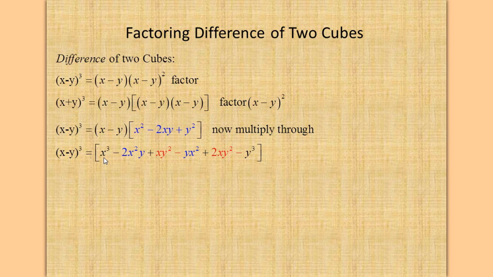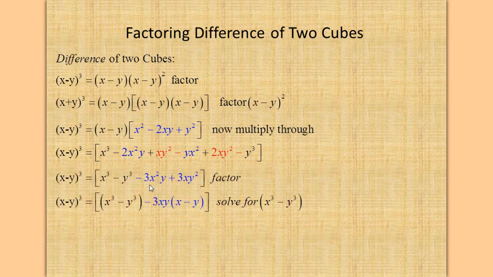And then we get x cubed minus 2x squared y plus xy squared minus yx squared plus 2xy squared minus y cubed. Then we can add our like terms, where we have xy squared and xy squared. Those are like terms, so we can add them together. And we have x squared y, those are like, and we can add those together. Now we get x cubed minus y cubed minus 3x squared y plus 3xy squared.